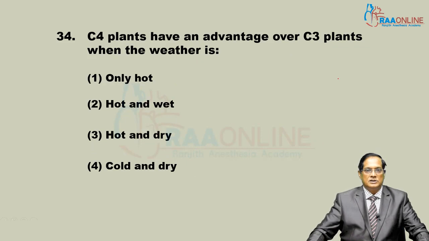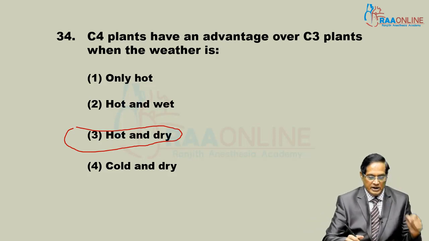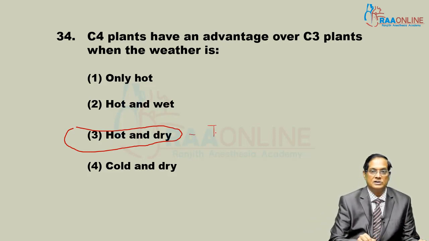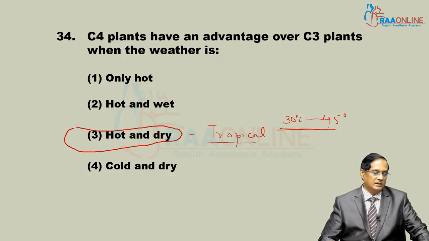Next one. C4 plants have an advantage over C3. That is, they can perform photosynthesis in hot and dry habitats also. They are well adapted for tropical climatic conditions, where the temperature is comparatively high. They even perform photosynthesis in this range. So they are suitable for hot and dry climates.